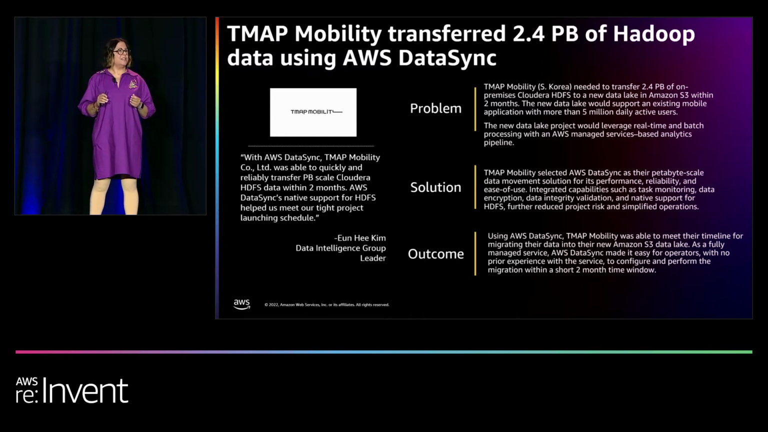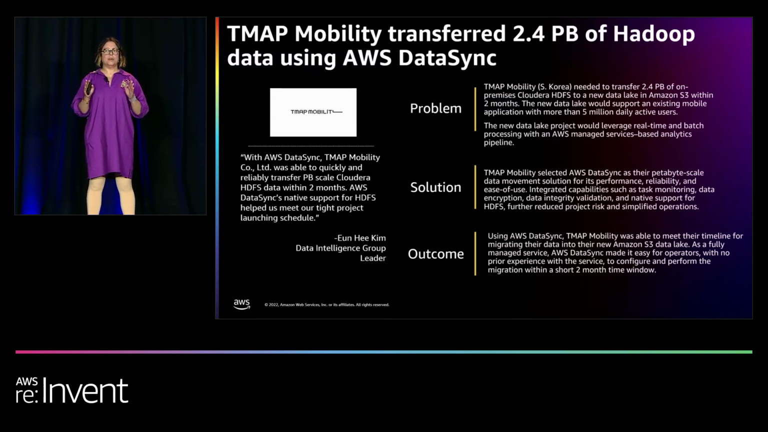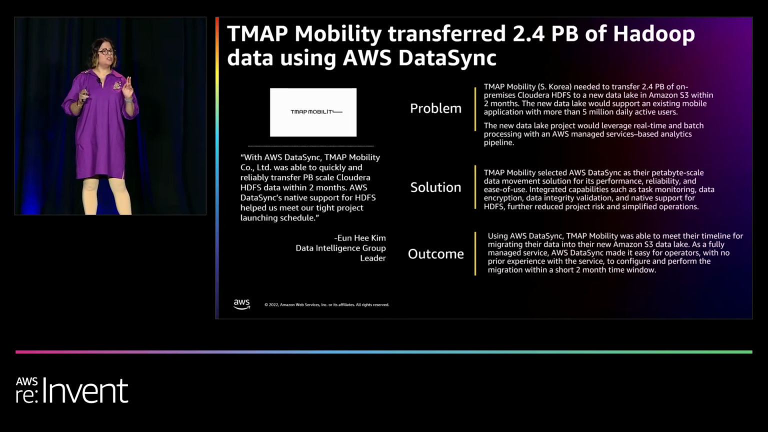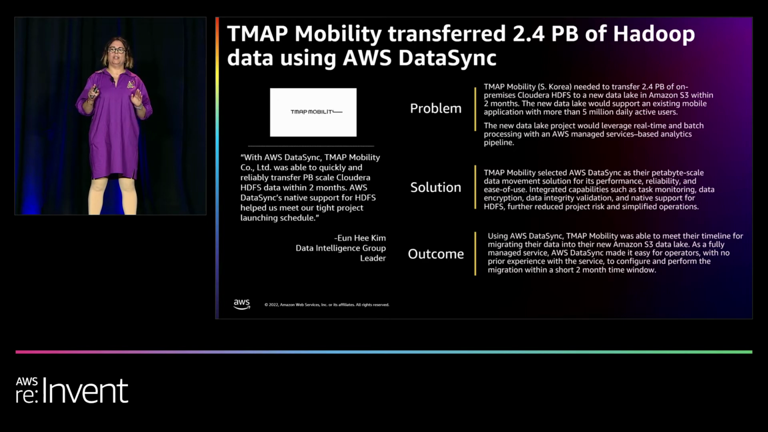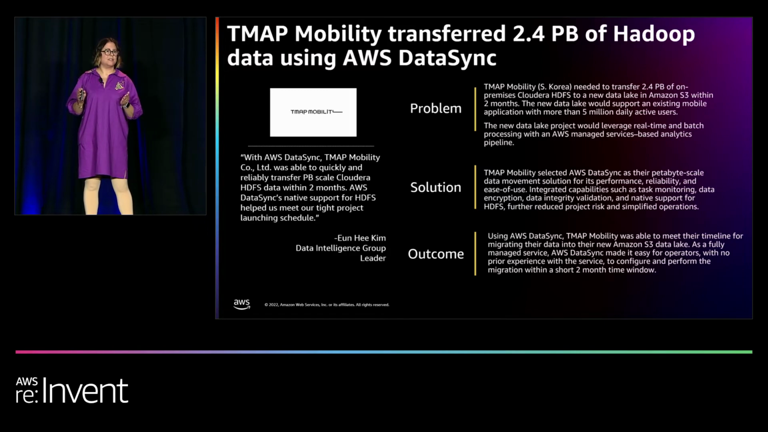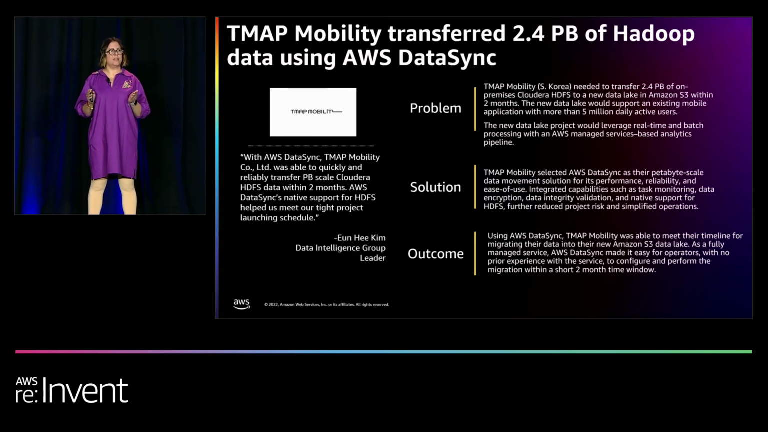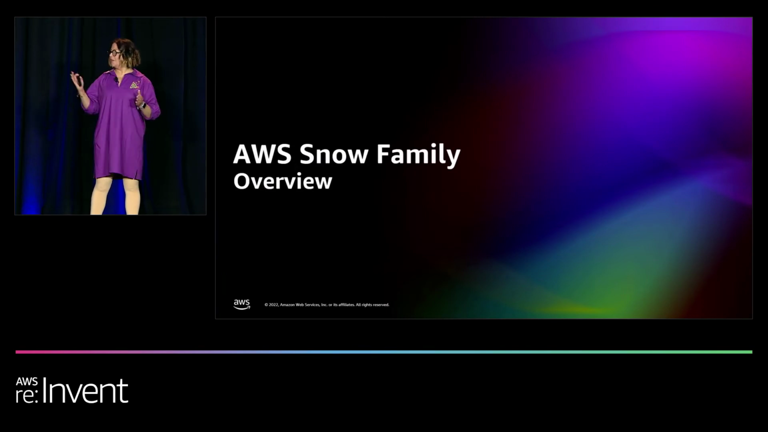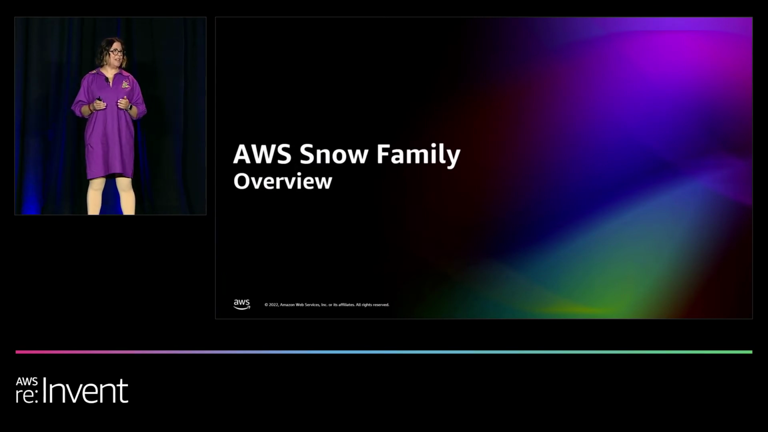And they succeeded in moving those 2.4 petabytes of data in 2 months, relying on only 2 developers that had not much experience with AWS DataSync. So they were successful in meeting the tight schedule for their migration project, as stated by their data intelligence platform leader. With that, I will leave you with Eric to discuss the AWS Snow family.